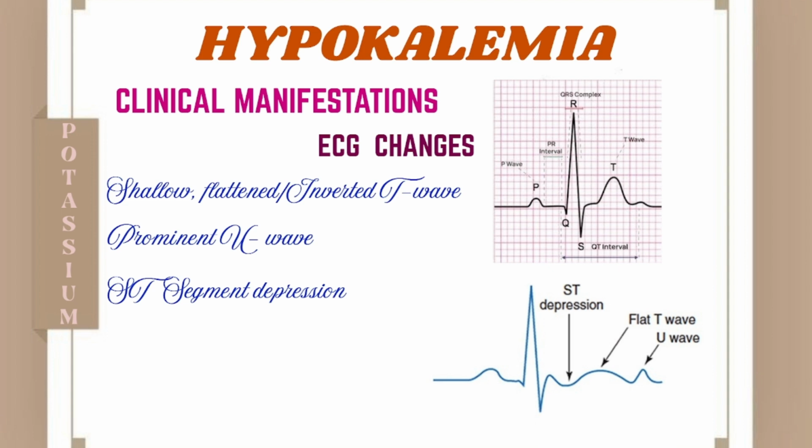ST segment is depressed, T wave is flattened, inverted or shallow, and prominent U wave. And to remember these ECG changes, we have a mnemonic that is: low K makes T low and U show. Means low potassium will make T low, means T is shallow, flattened or inverted. And U show, that means prominent U wave. So this is a mnemonic to remember the ECG changes in hypokalemia. Low K, means low potassium, makes T low and U show.